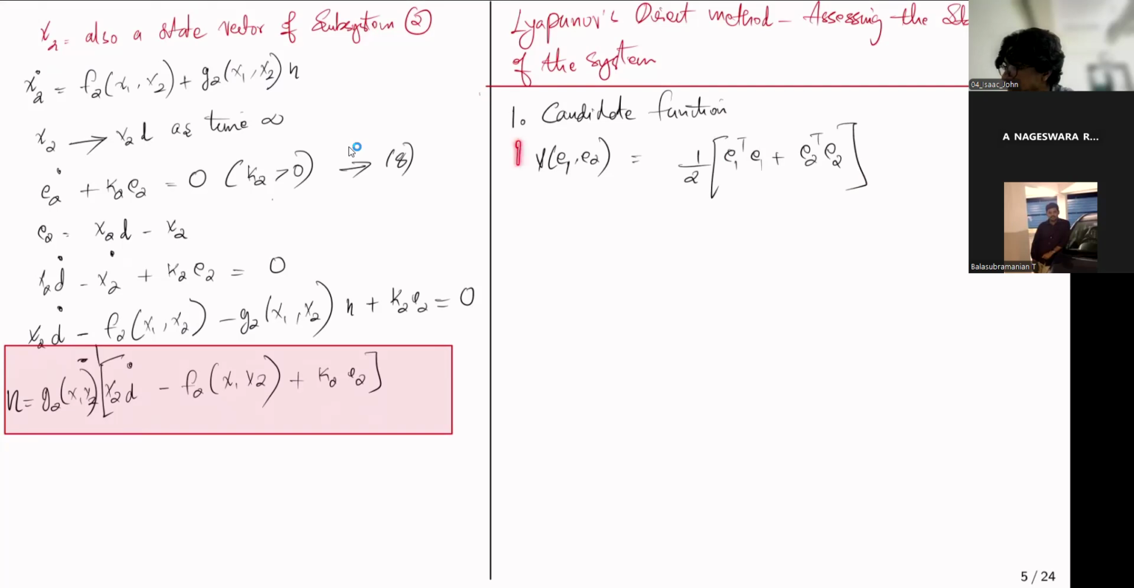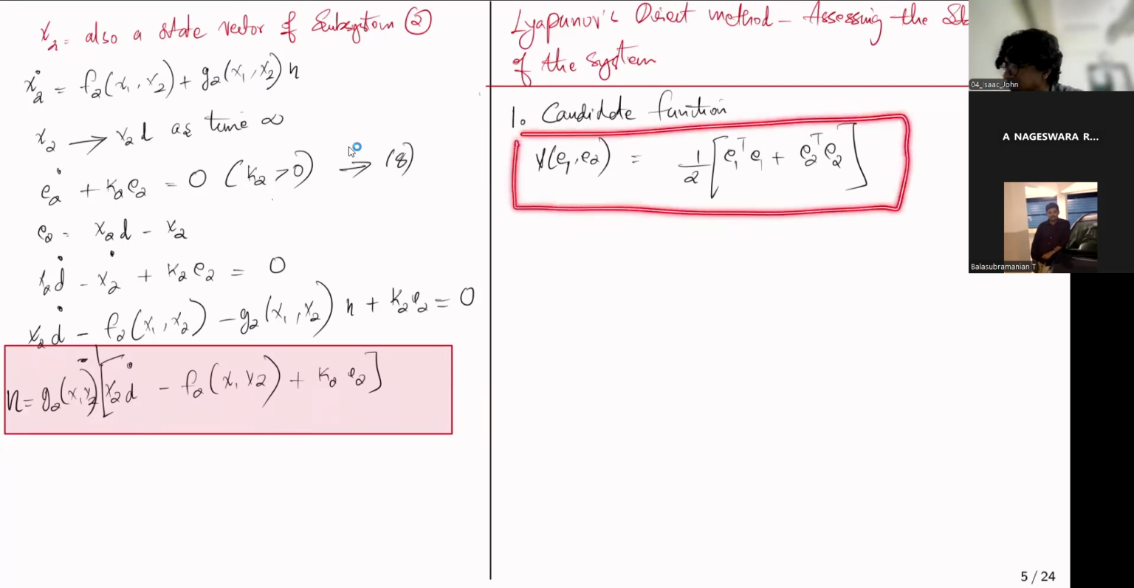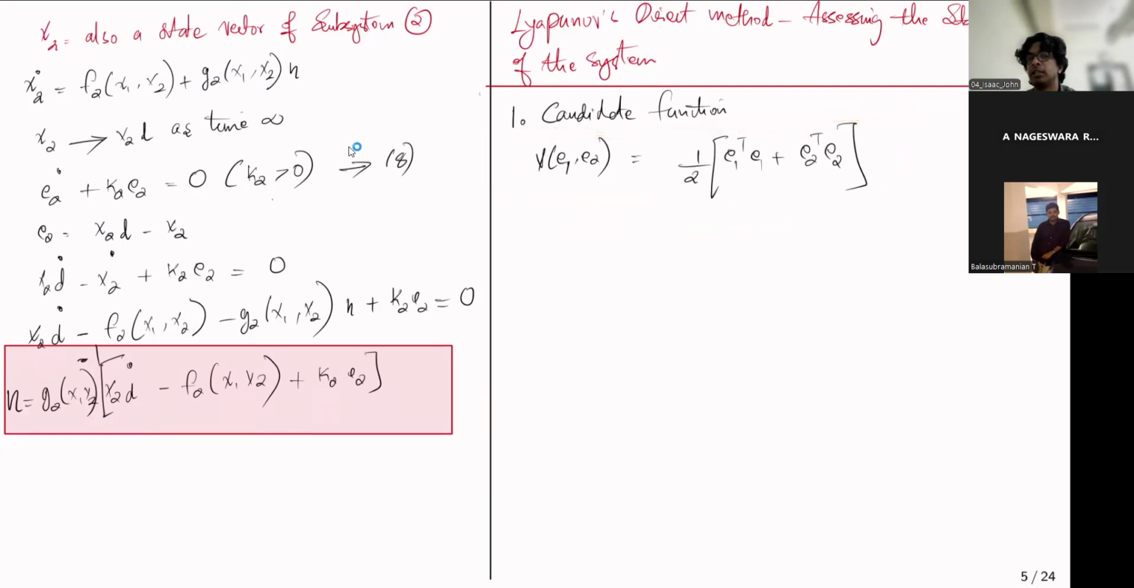Maybe you can consider this to be something equivalent to energy. If you have a mechanical system, the kinetic energy is basically proportional to the square of velocities, right? X1 dot square, and if you have two variables, it will be x1 dot square plus x2 dot square. So similarly, you can consider this candidate function as some form of energy. And again, this is not an exclusive choice of a candidate function. You can choose any other candidate function provided they follow some conditions, right?